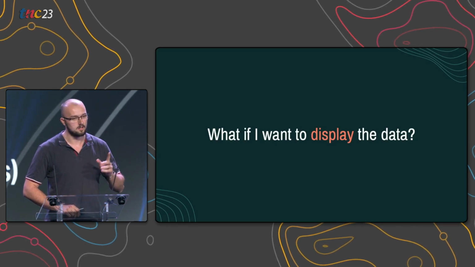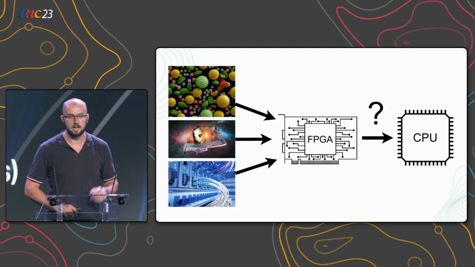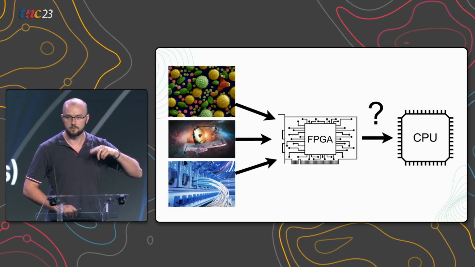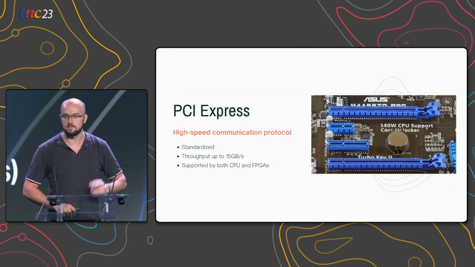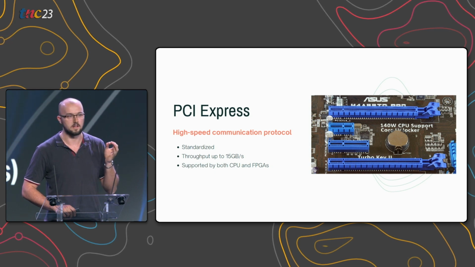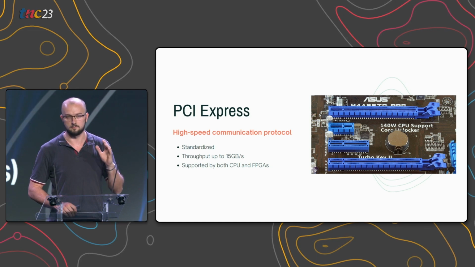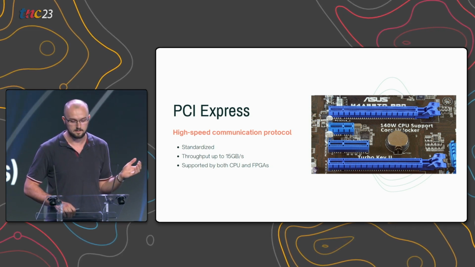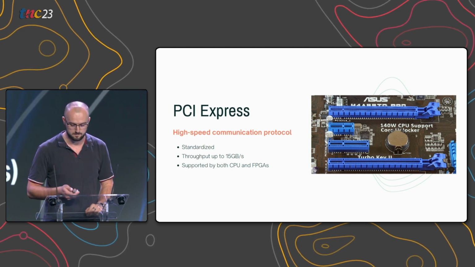This raises the question: what if I want to display the data? Well, in that case, I have to transport them to the processor of the computer. How would I do that? Well, usually through some interface. For my project, I've chosen PCI Express, which is a high-speed communication protocol. It is standardized, has a throughput of up to 15 gigabytes per second, and is supported by both today's chip-based CPUs and FPGAs.